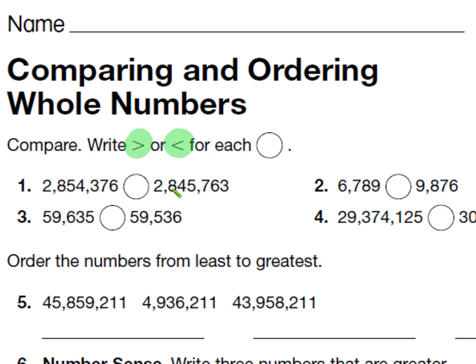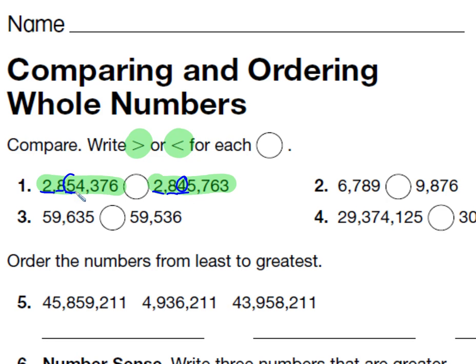Again, we're comparing these two numbers, 2,854,376 and 2,845,763. So the way I want you to do it is I want you to look at the left number, underline the digit that's to the farthest left, so 2 million and 2 million, they're the same. So we're going to go to the next column, the hundred thousands place. 800,000, 800,000, they are the same. So we're going to go to the 10,000s place. 50,000, 40,000. Okay, we found something that's different.